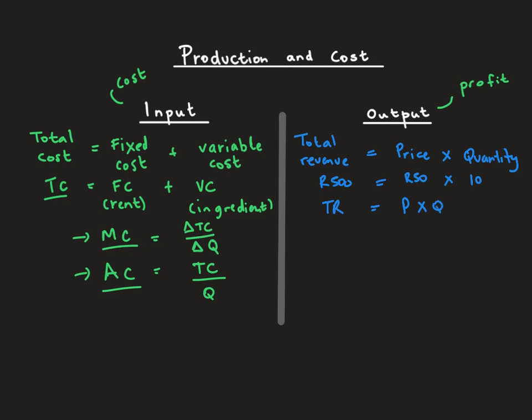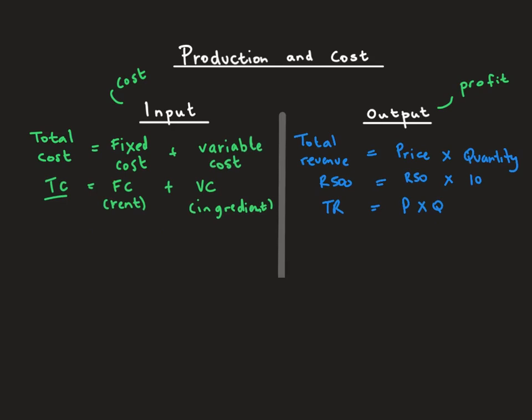Then we move on to our marginal revenue. For now, we just need to know that it's change in total revenue over the change in quantity, and our average revenue is equal to total revenue over quantity. This will be discussed fully in the next video. So marginal cost, marginal revenue, sorry, this is marginal revenue, average revenue, and average cost will be discussed in a separate video so that you can understand the concept of those four in more detail.